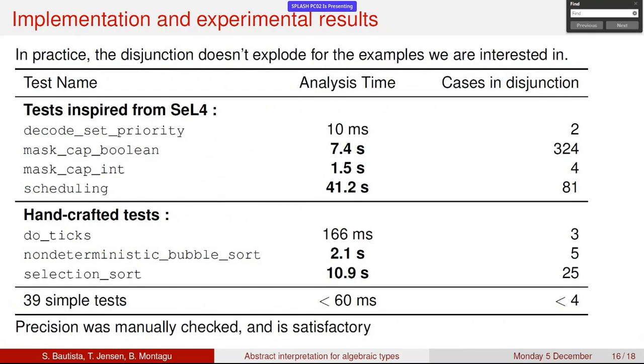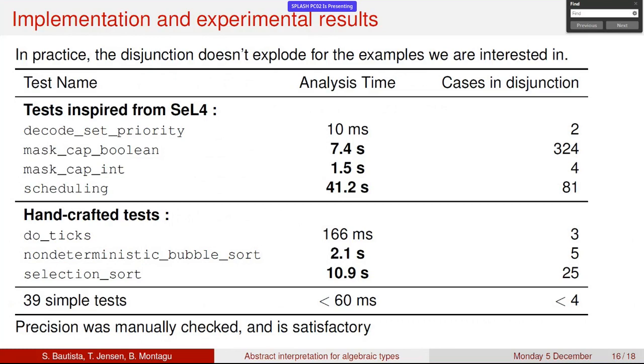In the implementation, one of the things that we wanted to see was whether the performance is good or not. Because, in theory, the disjunction could make the performance bad, but we see that in practice, the countermeasures that we took are enough to keep the disjunction small and to have reasonable analysis times. The test cases that we used were some code inspired from the ACL2 kernel, but adapted to our simple language, and also some sorting functions.